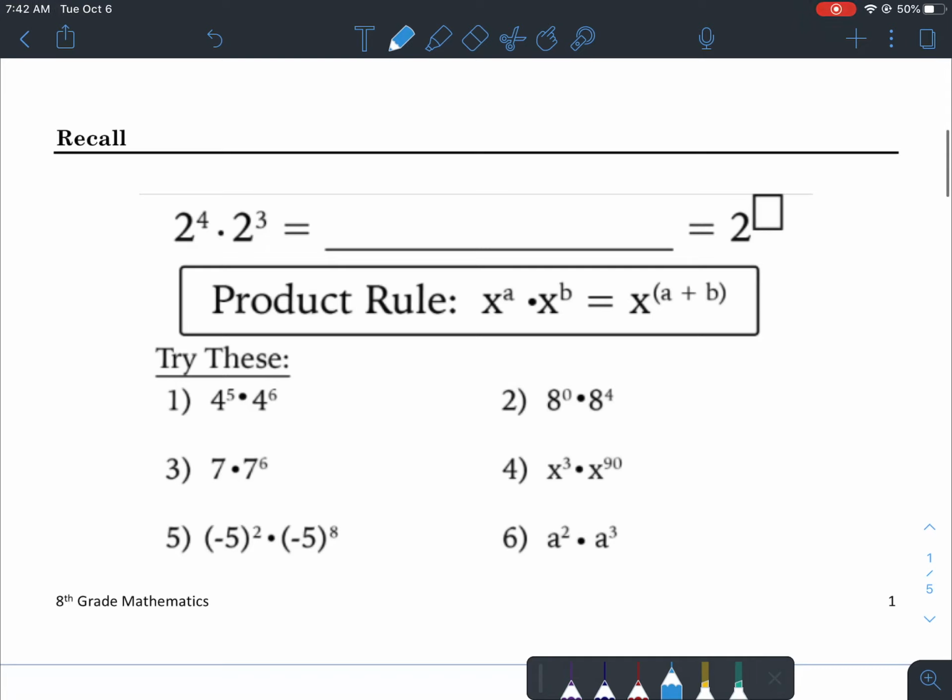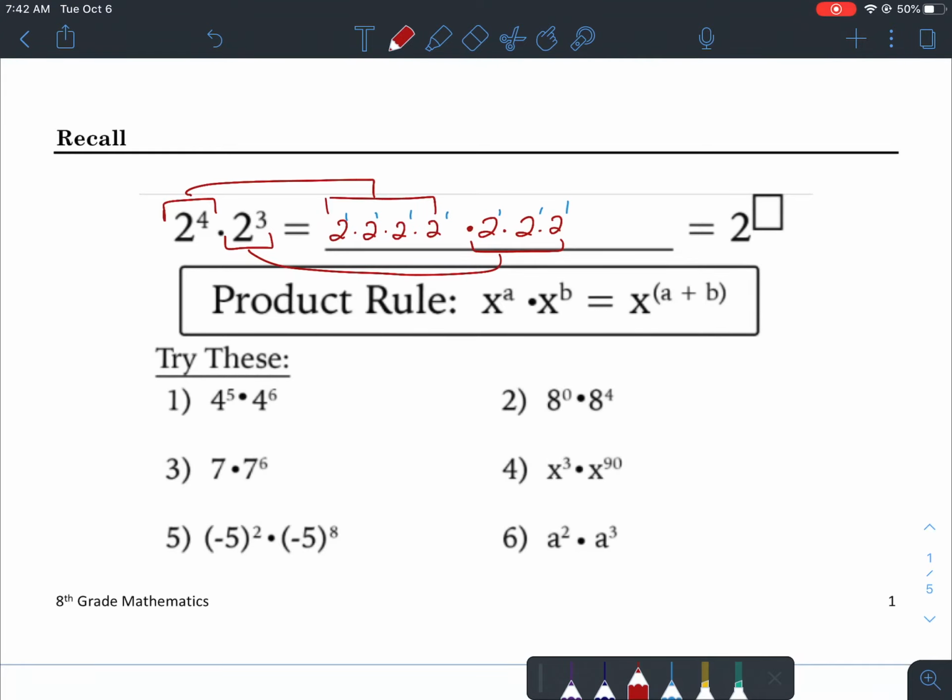Here's just a little review. So let's take a look at that top part. 2 to the 4th times 2 to the 3rd. We started off by doing this in expanded form. So 2 to the 4th in expanded form is 2 times 2 times 2 times 2. And then 2 to the 3rd in expanded form is 2 times 2 times 2. And what we did was we counted the number of 2's that are being multiplied. And in this case, it's 7, and we're left with 2 to the 7th.